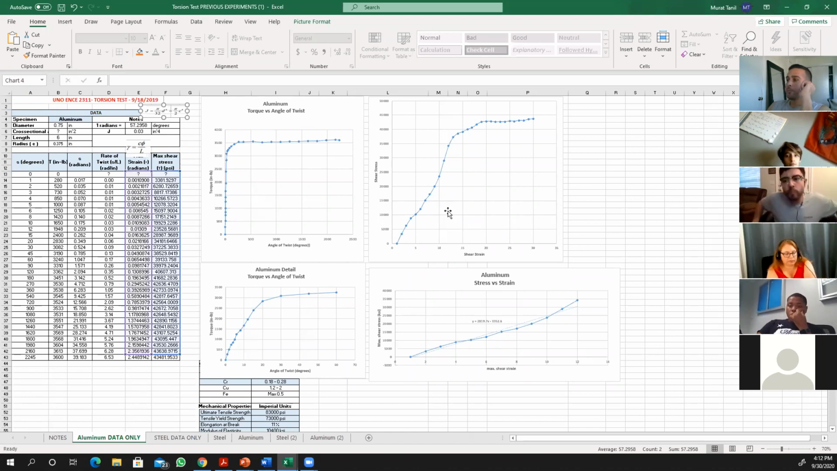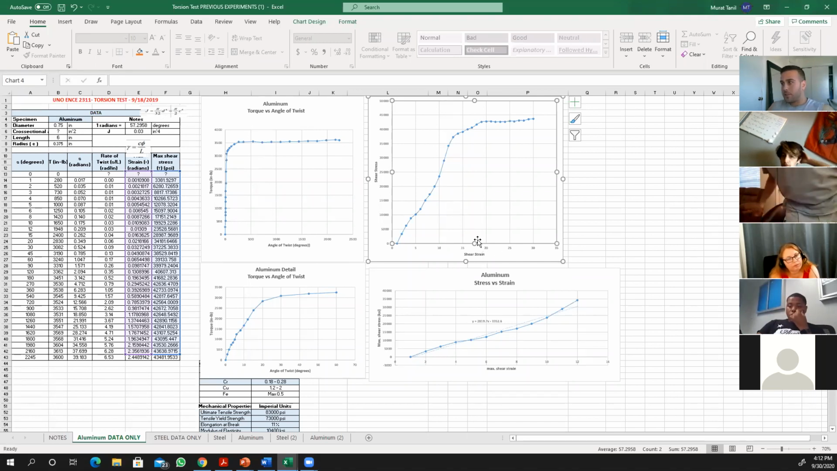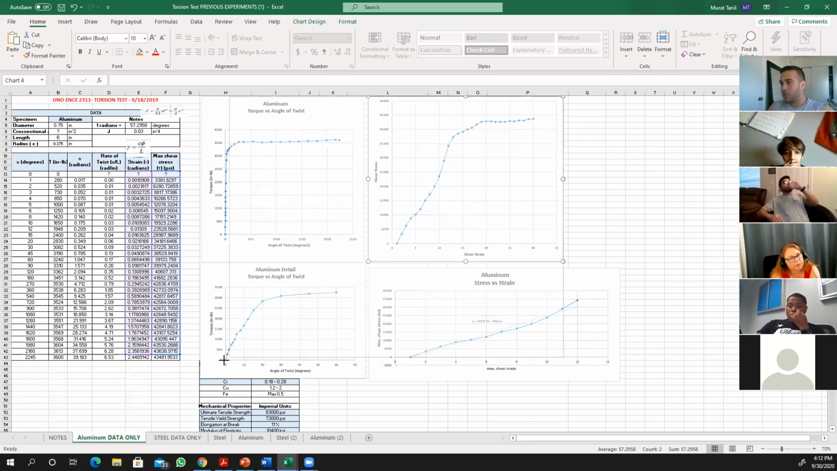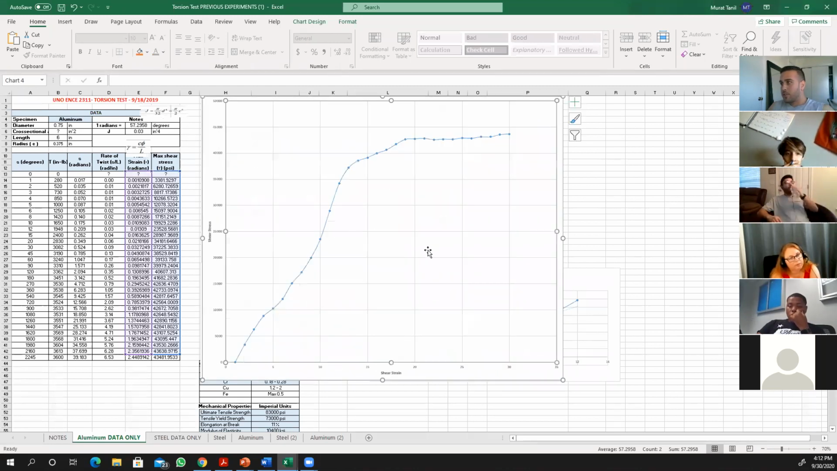Perfect. Okay. So let's start with this one. This is shear stress versus shear strain. Right, this graph.